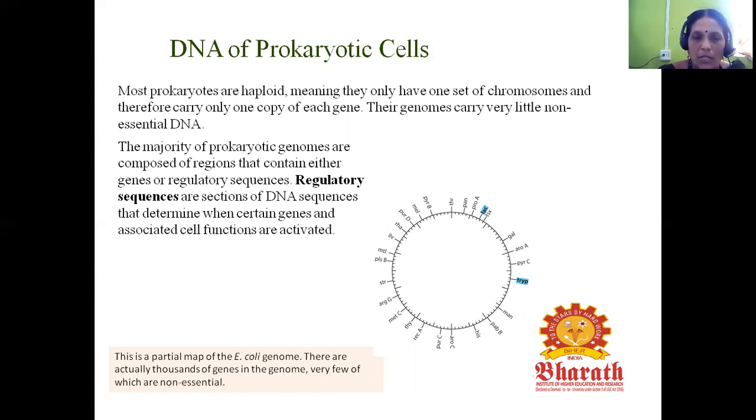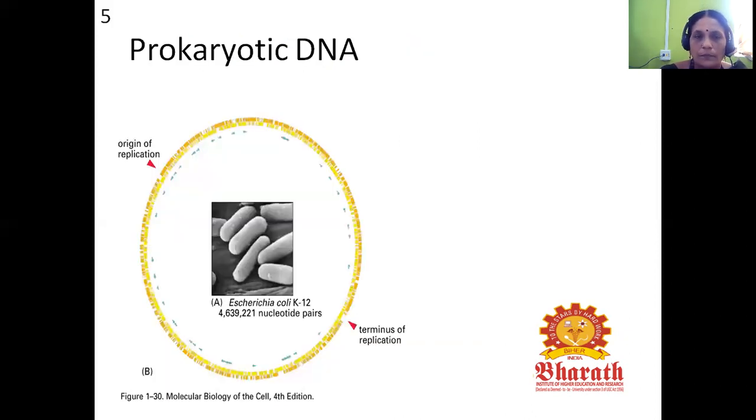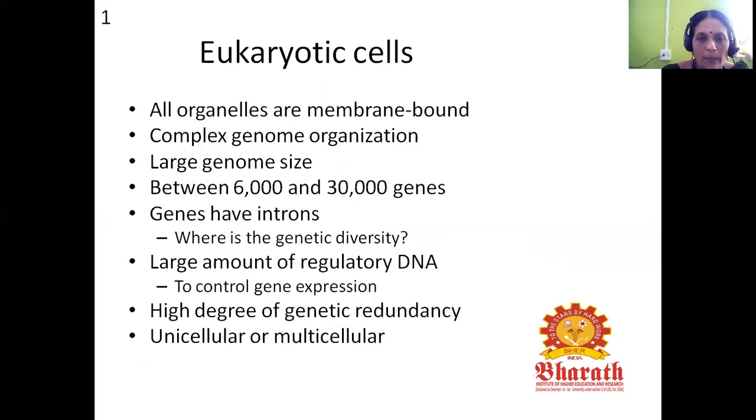So this is a partial map of the E. coli genome. There are actually thousands of genes in the genome, very few of which are non-essential. A prokaryotic DNA has an origin of replication and a terminus of replication. In E. coli K-12, there are 4,639,221 nucleotide pairs.